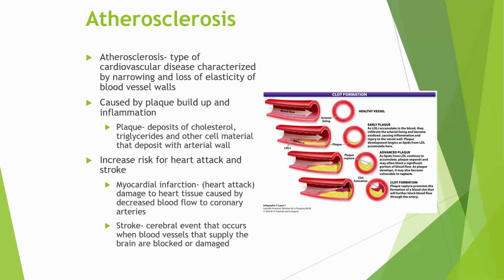You can start to see the advanced plaque, and then you may see some plaque rupture, which can promote the formation of a blood clot. When we have blood clots, that can really occlude the blood going through that artery and cause a lot of concerns. This increases the risk for two things, so a heart attack or myocardial infarction, and that's damage to the heart tissue. And that's really when you have decreased blood flow to the heart. So you'll have a clot somewhere that's affecting the heart. And then stroke, and that is an event that occurs when blood vessels that supply the brain are either blocked or damaged. So again, all of these things are things that we're concerned about, and atherosclerosis can increase the risk of both of those things happening.